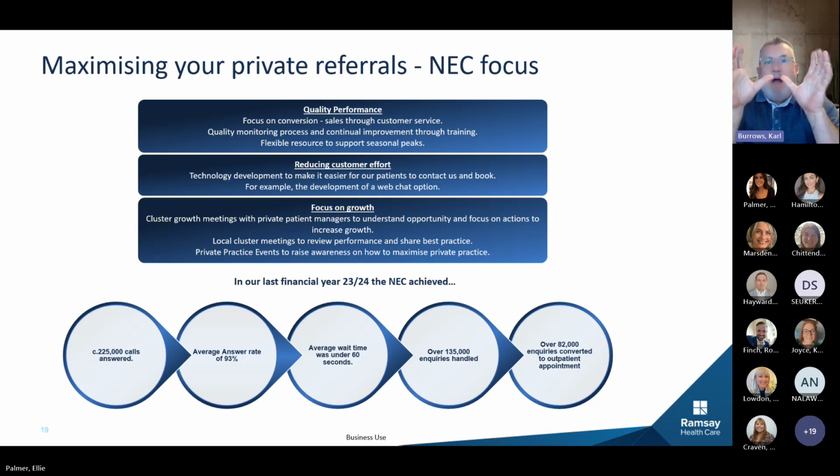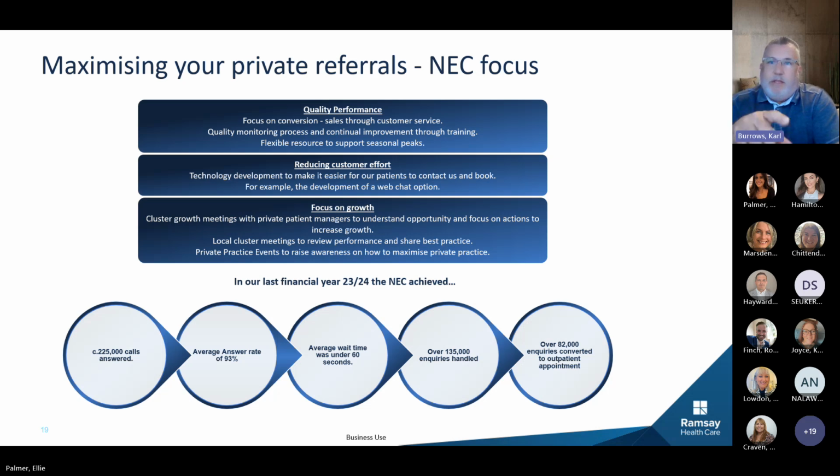So the NEC are looking at this from 3 different objectives. The first being quality performance. And for me, this is one of our key objectives, bread and butter for the NEC, really. So focus on conversions, i.e. the sales, through quality customer service. Now, this strategy involves using those customer interactions that we receive, be it calls, emails and web forms, to not only resolve their initial requests, but also to create sales opportunity through really good, knowledgeable, insightful conversations and that personalised service people expect when they're using private healthcare.